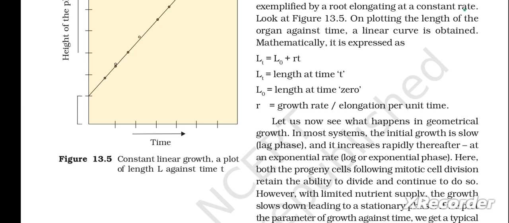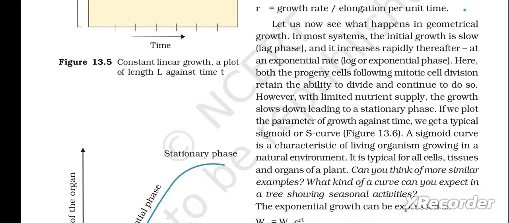Let us now see what happens in geometrical growth. In most systems, the initial growth is slow, that is lag phase, and it increases rapidly thereafter at an exponential rate, that is log or exponential phase. Here, both progeny cells following mitotic cell division retain the ability to divide and continue to do so. However, with limited nutrient supply, the growth slows down, leading to a stationary phase. If we plot the parameter of growth against time, we get a typical sigmoid or S curve, figure 13.6.